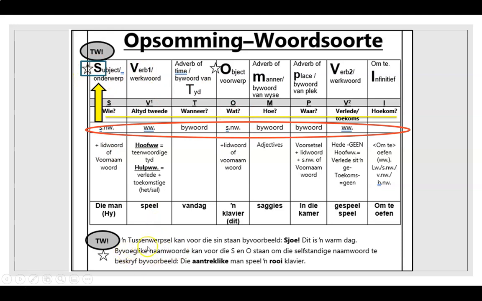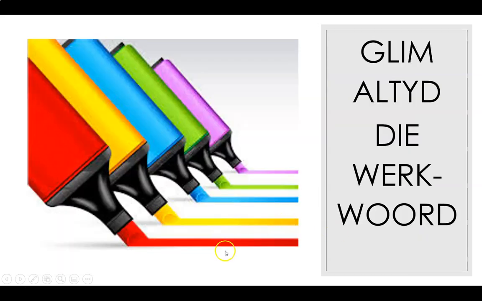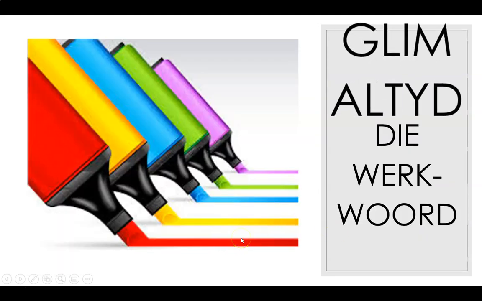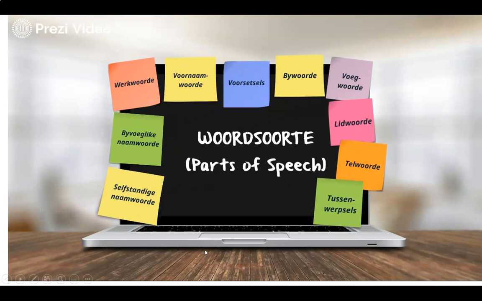We do have a tussenwerpsel, which we'll talk about later, and byvoeglike naamwoorde. But one of the things that I always tell you in class is to glim. And when you're doing language work in your essays and in your editing part of your essays and your orals, you have to glim the werkwoord to see that it's always in the second position. When you're in your test, your language test, highlight the verbs because it's usually those ones that move when you apply the different rules.